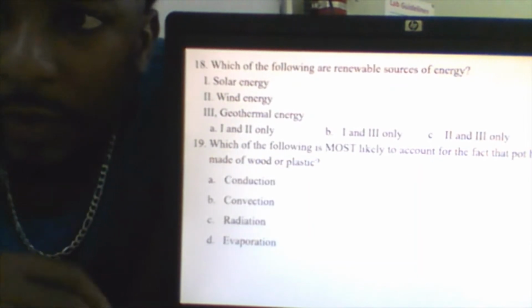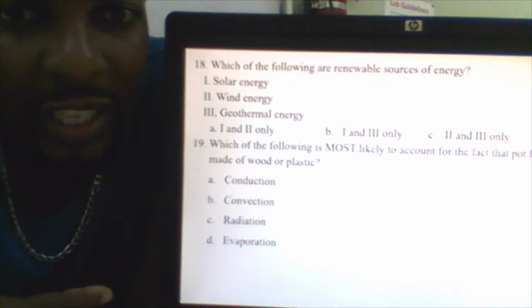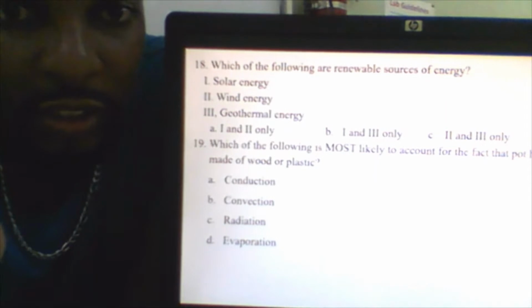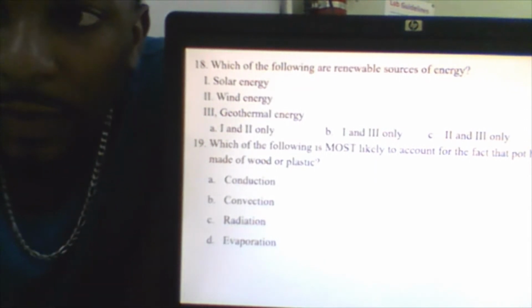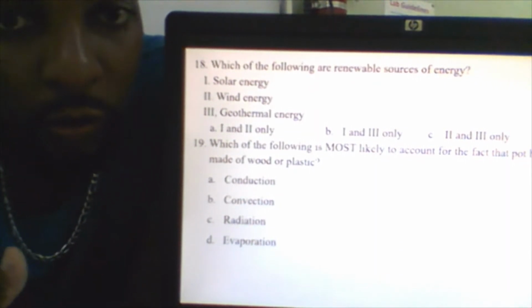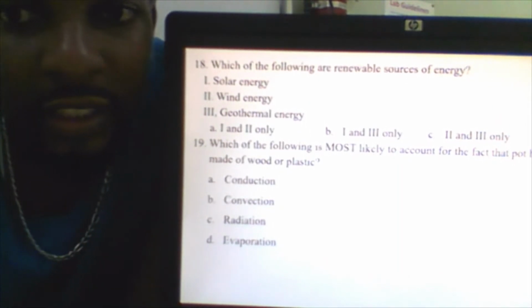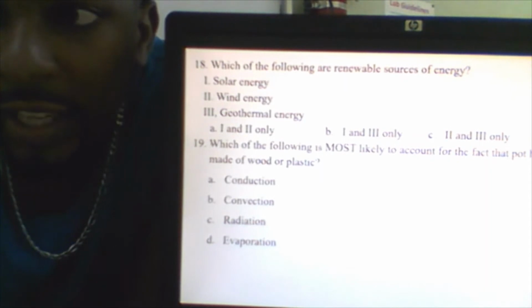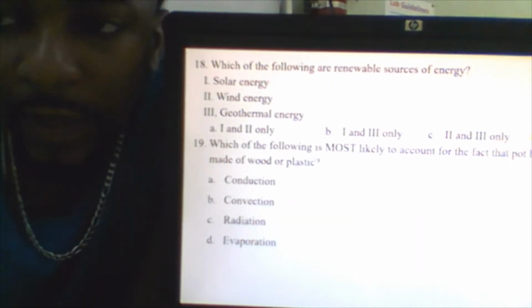Number 18. Which of the following are renewable sources of energy? Right, renewable sources of energy means that these sources cannot be depleted, that they are naturally replenished. So in this case, we have solar energy, which is energy from the sun, wind energy, which is energy from the wind, and geothermal energy, which is energy from hot rocks down in the earth. So the most appropriate answer that applies is D, which is all of them. They're all referred to as renewable sources of energy. Right, so 18 is D.